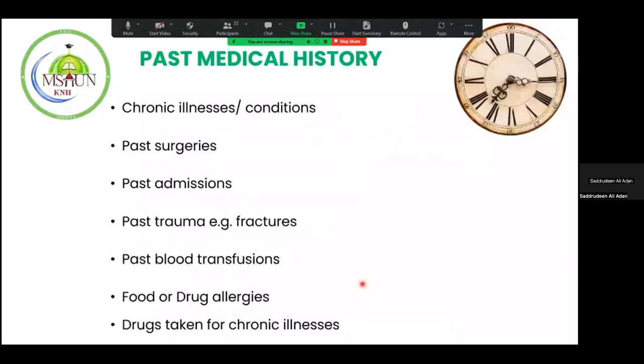So for the past medical history, you mention the chronic illness. Now you mentioned it above, when you were covering the HPI. Now you expand on the condition. Then you can mention the drugs they are taking for that condition. Are they compliant? You just leave it at that. So it's also good to ask about history of surgeries, past admissions, past trauma. It's good to also mention past trauma, for example, fractures, past blood transfusion, or even blood donations, food or drug allergies, and the drugs taken for the chronic illnesses that the patient has had in the past.